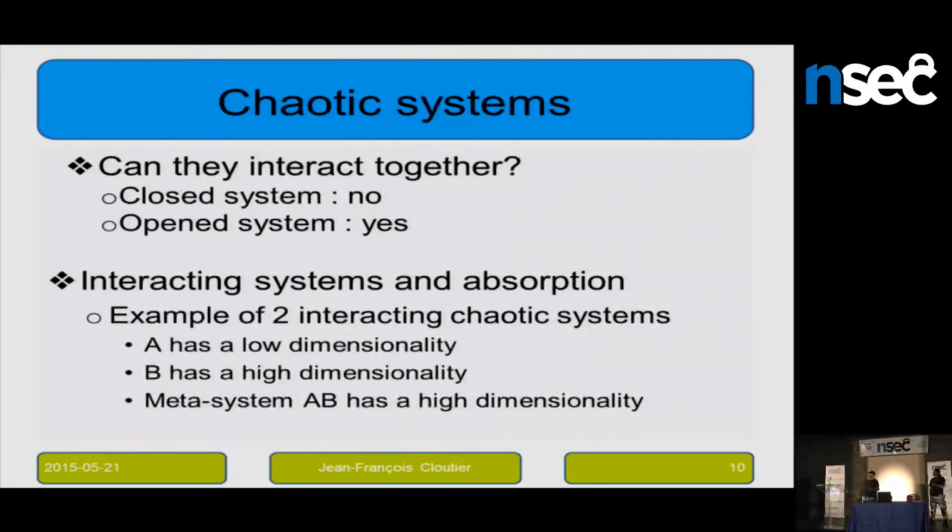So can those two types of system interact together? If it's closed systems or autonomous, no. If it's open to other systems, yes, they can. What's happening if you have two different systems interacting together with different dimensionality? Let's say you have system A, which is a low-dimensional system, and system B, which is a high-dimensional system. The meta-system AB, if they are interacting together because of the mutual impact, will become, in turn, high-dimensional. That's an interesting point that we'll discuss later.